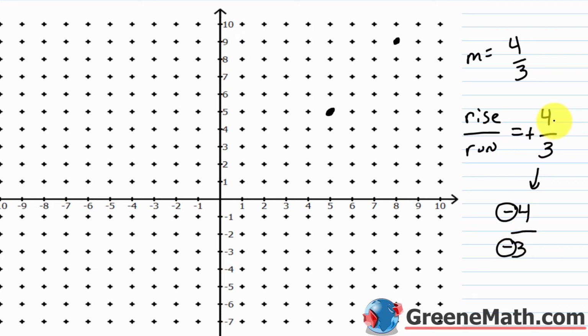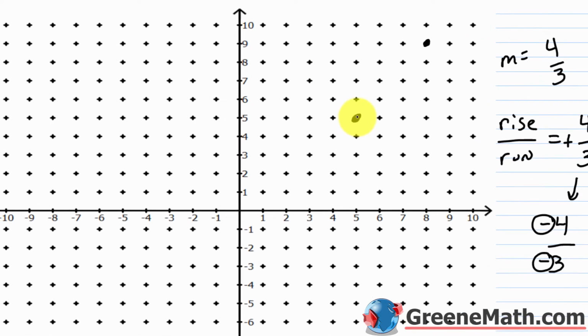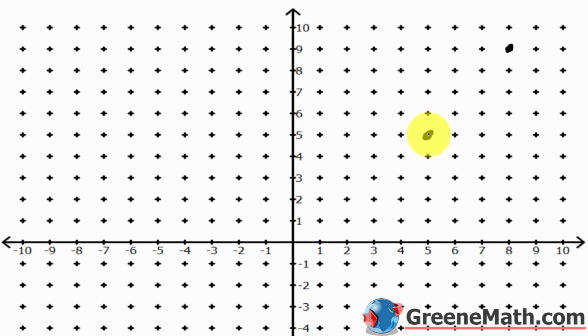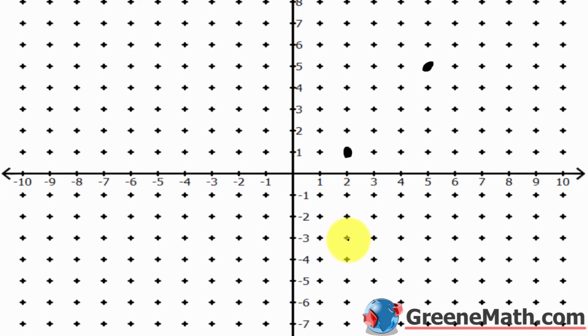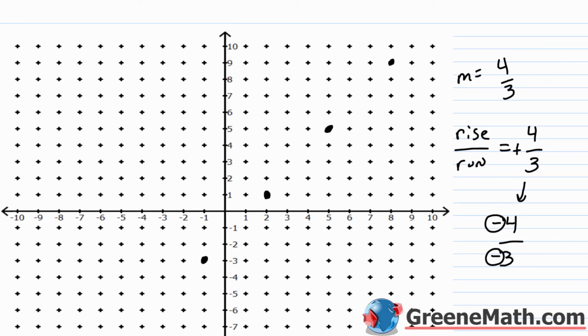So using that thought process, I could start at this point and I could fall 4 units. That's what -4 means in terms of rise. So I would go 1, 2, 3, 4. And then I could go to the left 3 units. That's what -3 means in terms of run. I'm going to the left. So 1, 2, and then 3. So here's another point on the line. And I could do that again. I'm going to fall 4, 1, 2, 3, 4. I'm going to run to the left 3, 1, 2, 3. So here's that. And then I could graph this line if I wanted to.